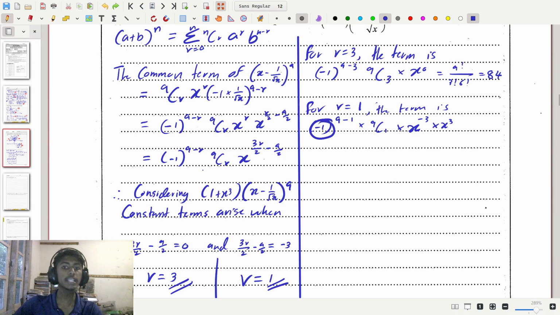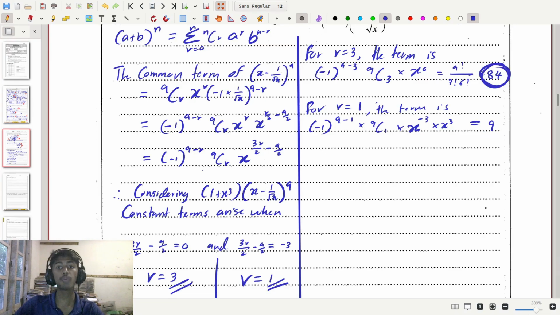Considering the rest of it, negative 1 raised to the power of 9 minus 1 is negative 1 raised to the power of 8, which is going to be 1, so we can cancel it out. And for 9 choose 1, any number n choose 1 is going to be n, and therefore 9 choose 1 is going to be 9, so we have 9 times 1, which is going to be 9, and therefore the term that we get here is 9.